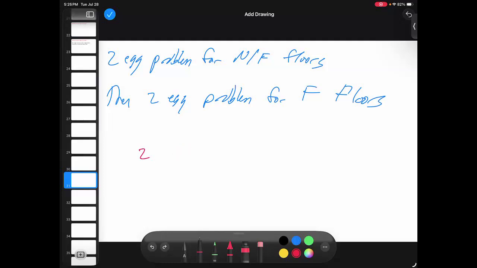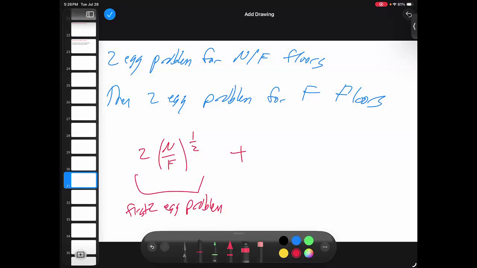So I'm going to write it as 2 times (n/f) to the 1/2, right? That's the best I can do from the first 2-egg problem. Does everybody agree that that's the best I can do from the first 2-egg problem? I have n/f floors, and so we know the best we can do is 2 square root of n/f. Now I have to add the 2-egg problem applied to f floors. What's that? 2 times f to the 1/2. So I want to minimize this.